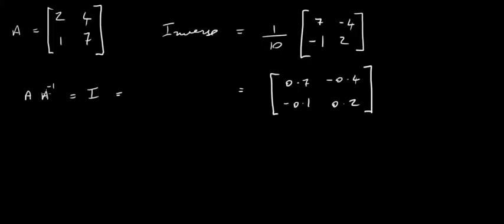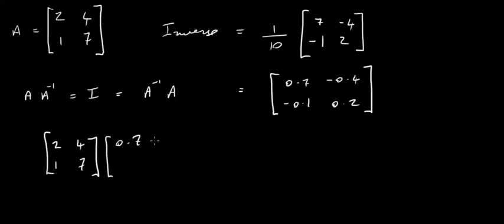Also, this will work in reverse as well, in fact, so I can take A inverse multiplied by A, and I'll still get I. So let's have a look at doing that and see, does it work? Let's see, 2, 1, 4, 7. I'm going to multiply that by its inverse, 0.7, minus 0.4, minus 0.1 and 0.2. Okay, let's see, does that work?